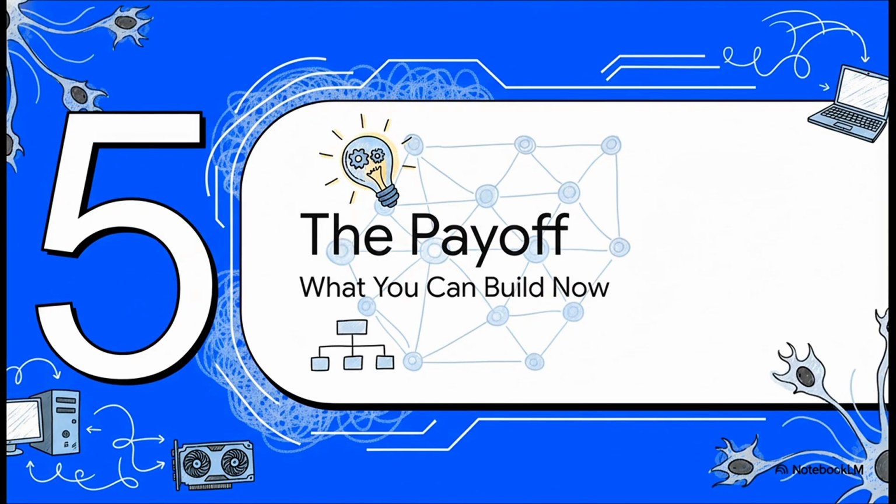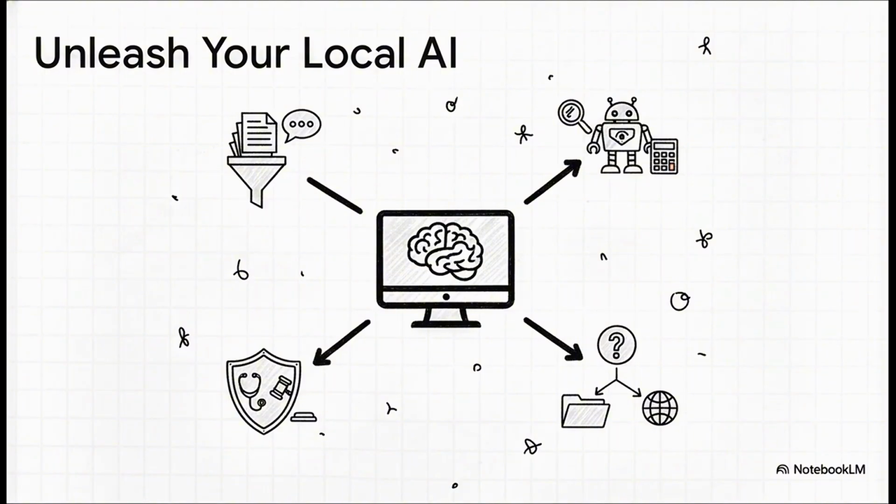So, we've set up our local lab, and we understand our tools. Now let's get to the most exciting part. What can you actually build with all this power at your fingertips? The possibilities here are just incredible. You can build local RAG systems to chat with your own PDFs and notes, and none of that data ever leaves your computer. You can create autonomous agents that can actually use tools you give them, like a calculator or the ability to search the web.